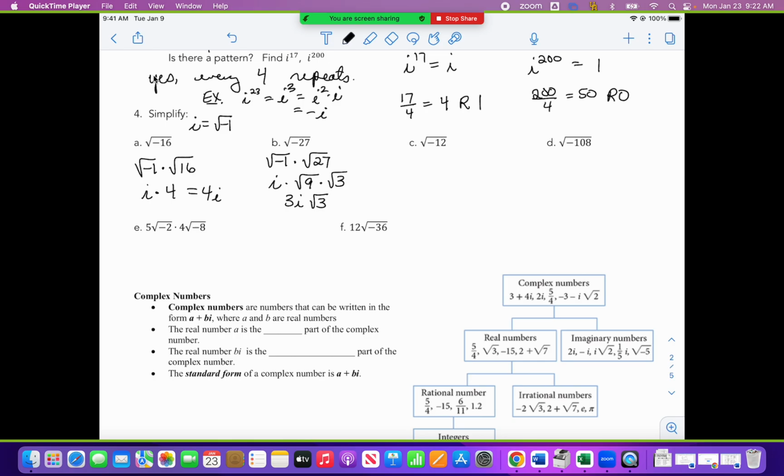All right, let's try letter C. This is going to be negative 1, square root negative 1 times square root 12. So that's i times, and I'm going to make that square root 4 times square root 3. So that's 2i square root 3.